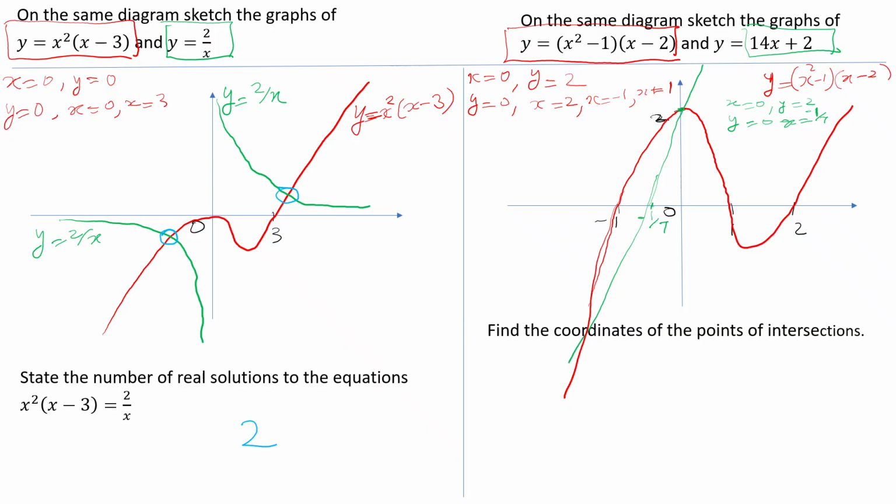So this graph is going to intersect in places, here and here. The second part. So before that, I'm going to label this graph. This green one is y equals 14x plus 2.